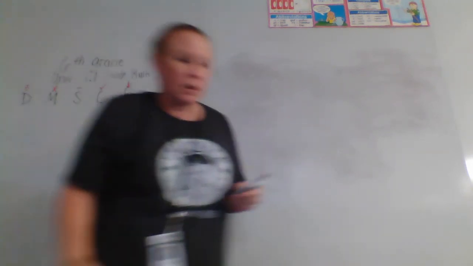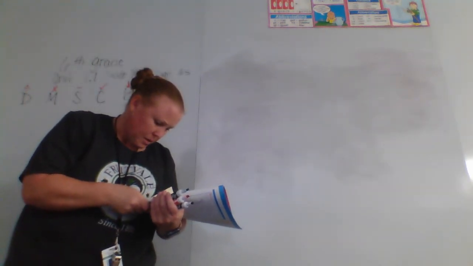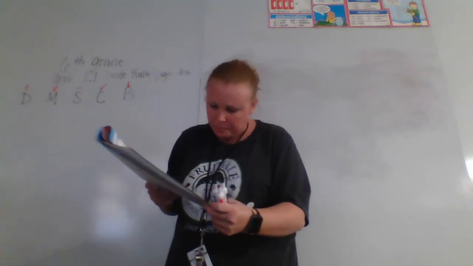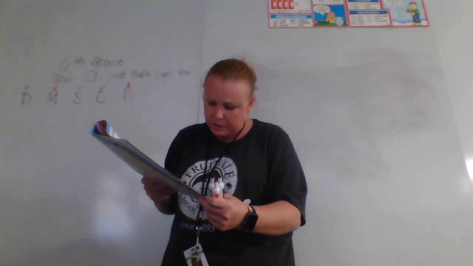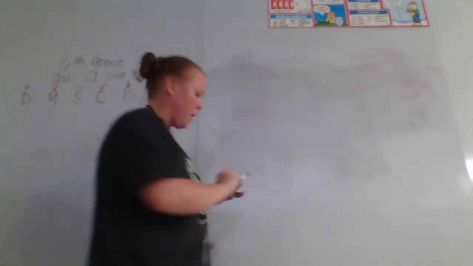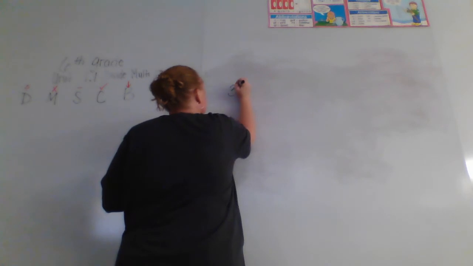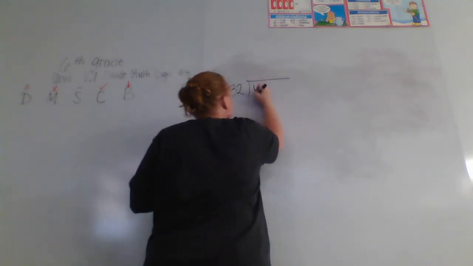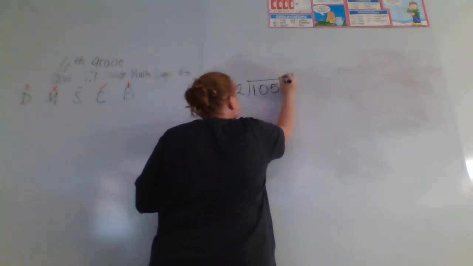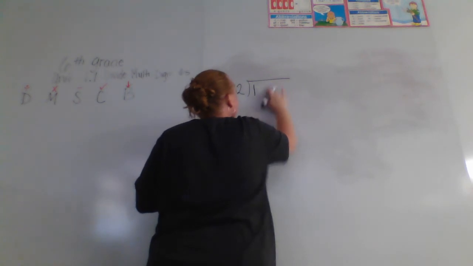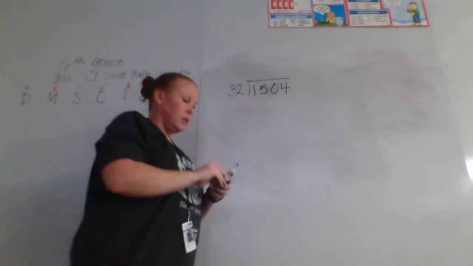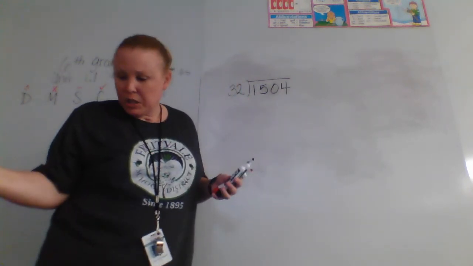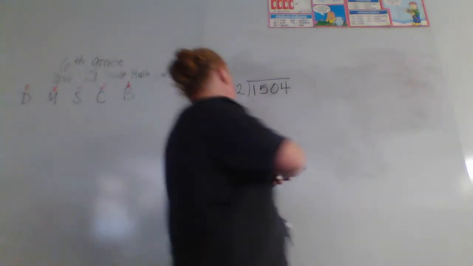Okay. So now, number 4 says 32 into 1,504. There we go. Okay, so again, I don't know my multiples of 32, so I'm going to go ahead over on the side and write them down.